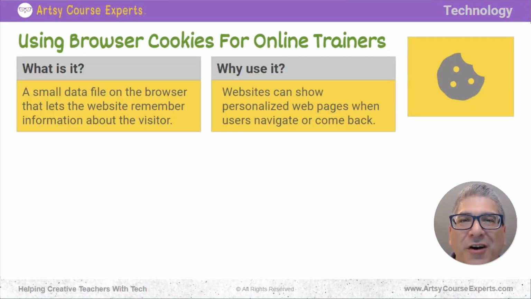First of all, what are browser cookies? These are small data files on the browser that let the website remember information about the visitor. Let's say you're a student, and you use a web browser to visit your online community. When they talk to that web server, the browser gets this little data file with your name or your information, so that as you move around from page to page, it knows who you are, what your settings are, what access you have, and which rooms.